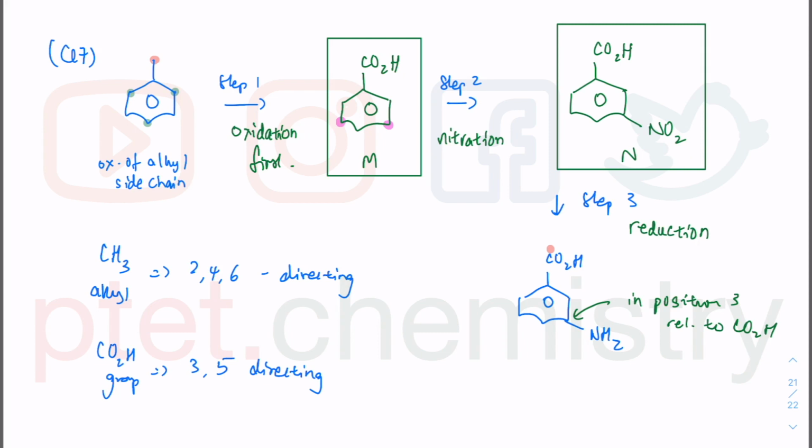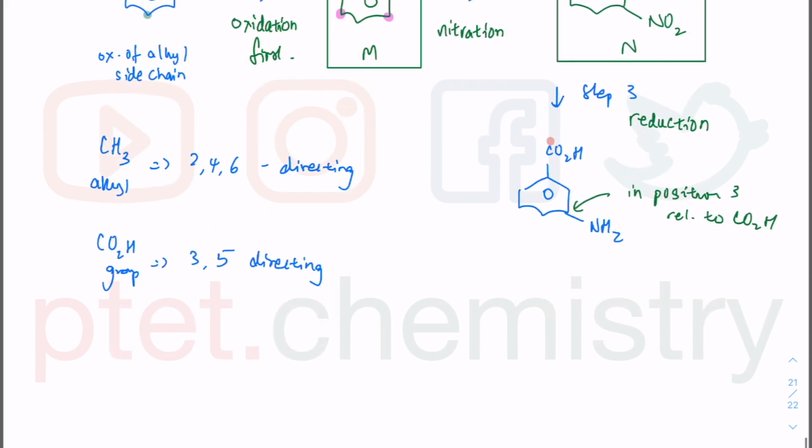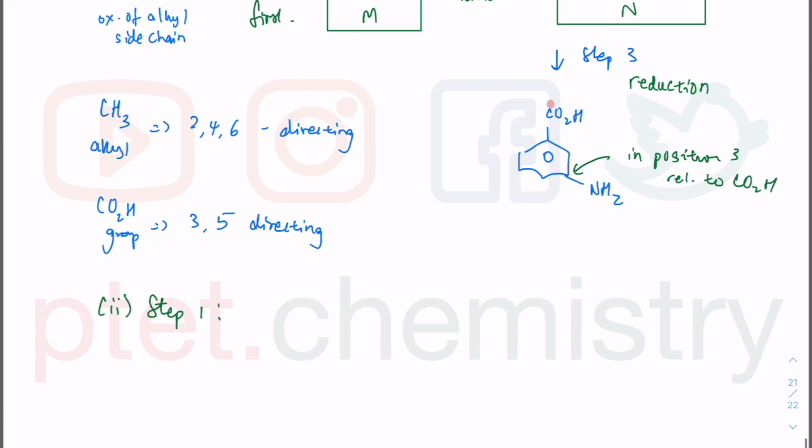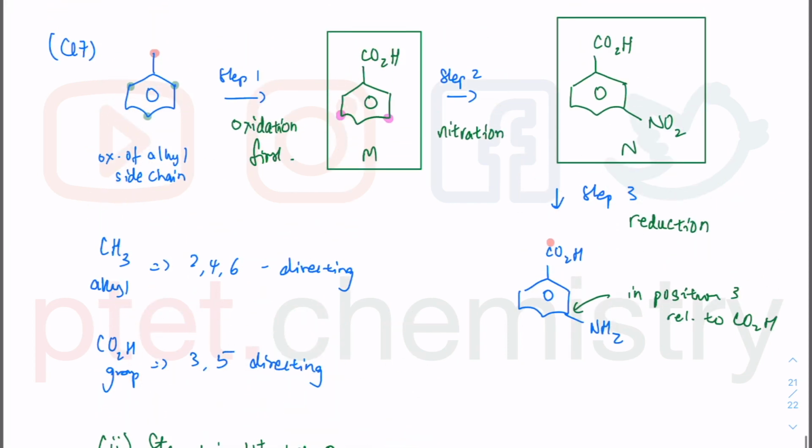Draw the structure of M and N. I have just done that. I have identified the type of reactions. So for part 2, step 1, what is your reagent and condition? I'm going to oxidize the alkyl side chain there. So our reagent and condition has to be acidified KMnO4, or acidified MnO4 minus, and then you have to reflux that as well. Step 2 is your nitration.